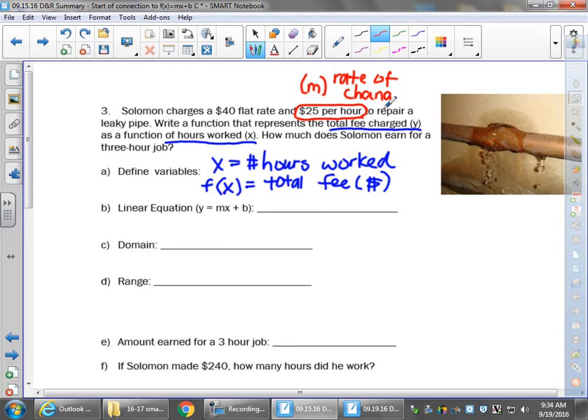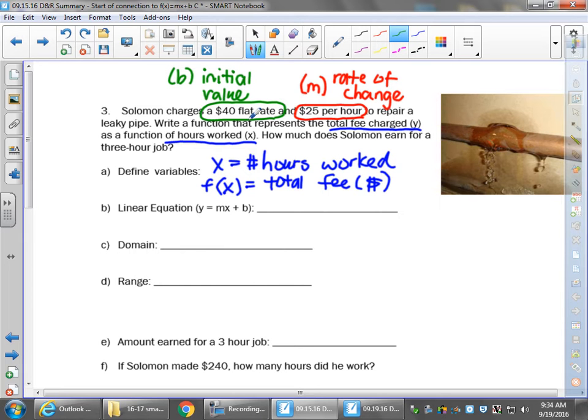What other piece do I need for a model? For a linear model? I've got M. What else do I need? B. What does B represent from Friday? Who remembers from Friday? What's B? The y-intercept. But in a real-world scenario, it is the initial what? Value, initial value. So that is associated with a flat rate, any kind of flat rate or initial fee. Do we see a flat rate? $40 flat rate. That is B, my initial value.